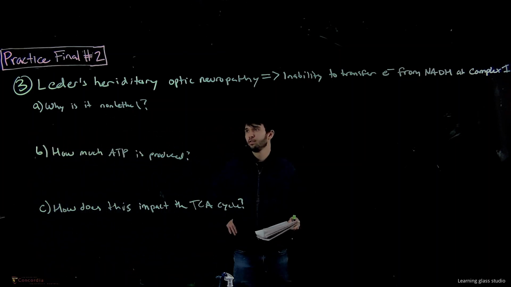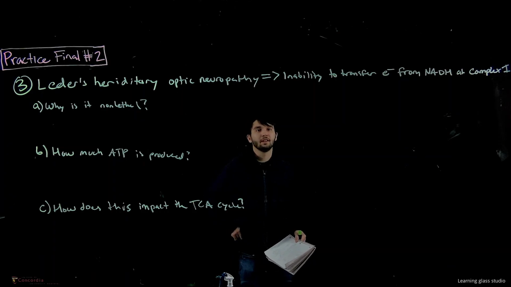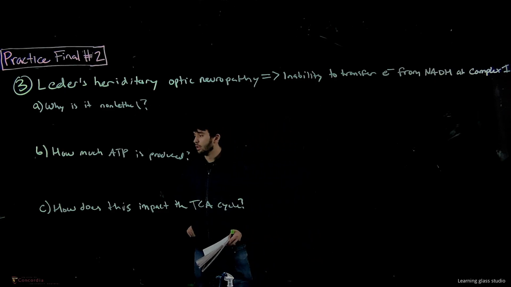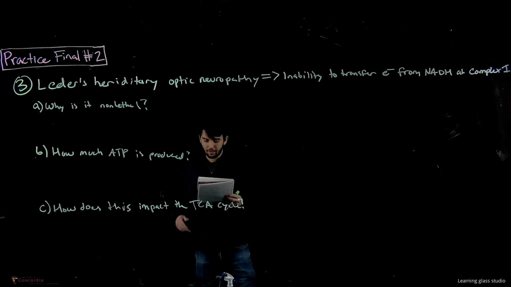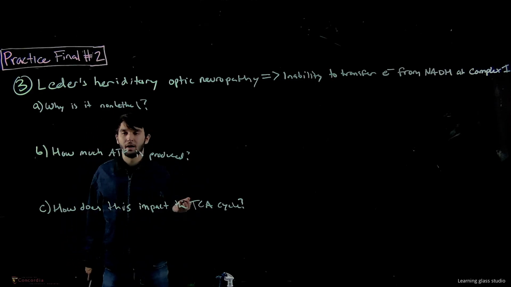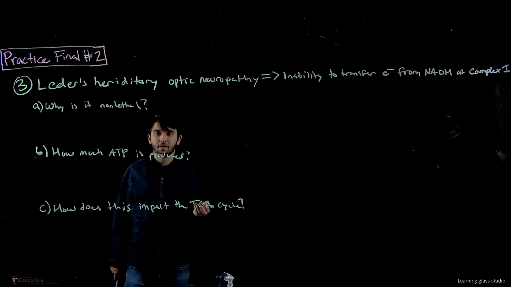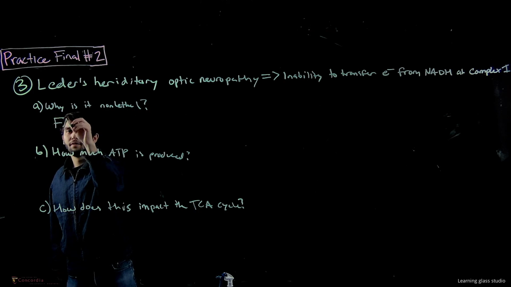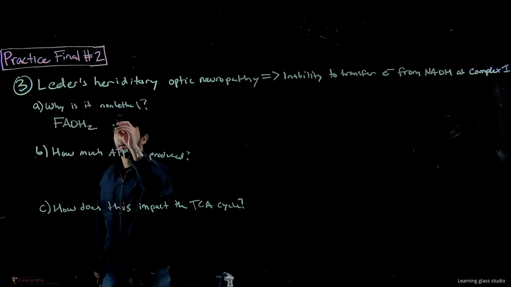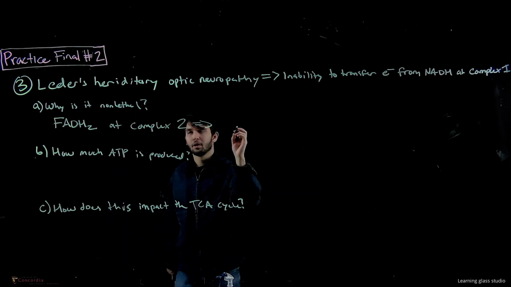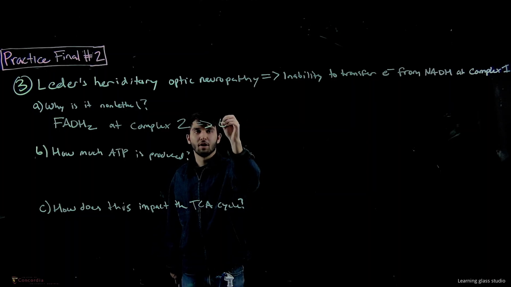All right, question 3. This question is asking about Leber's hereditary optic neuropathy, which is the inability to transfer electrons from NADH at complex 1. The first part asks, why is this non-lethal? The answer is that you can still generate the proton gradient in the electron transport chain from FADH2 at complex 2. FADH2 at complex 2 can be used, and this allows the ETC to keep running.